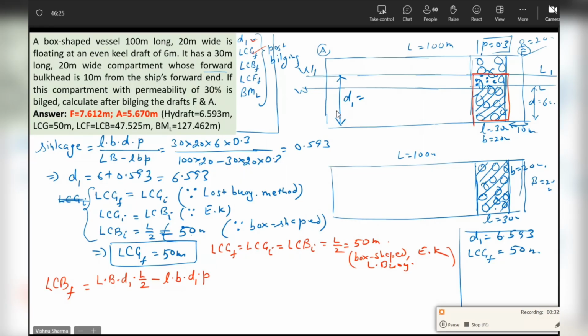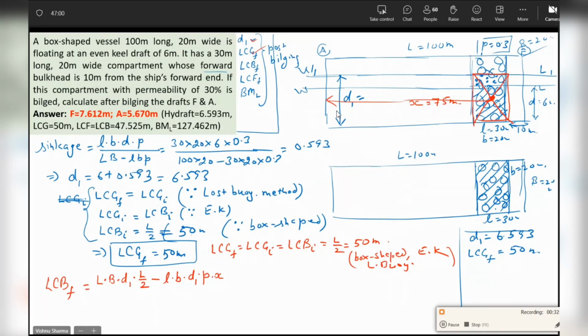Guys, where will be the geometric center of this volume? The geometric center of this volume will be here. No, let's use the notational form. Let's not rush with the values. What will be the distance of it from the after perpendicular, the lever? Let me call it x. Yes, x will be 75 meters. You're right. But I have used the notation x and I put the value also. So if lever is x, then the moment will become L B D1 P into x.